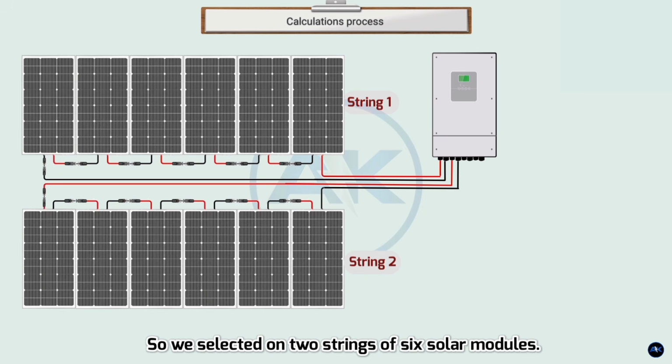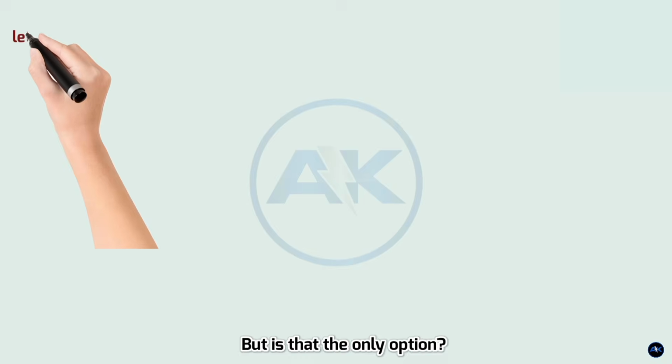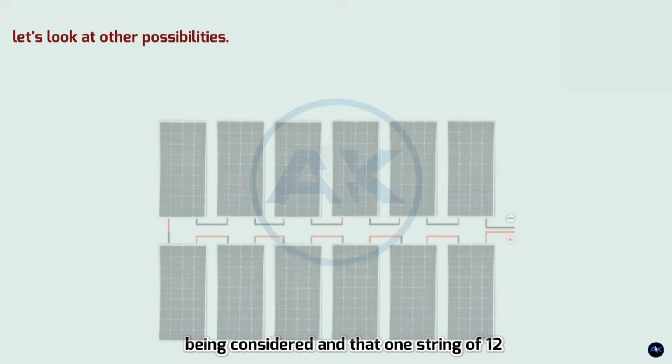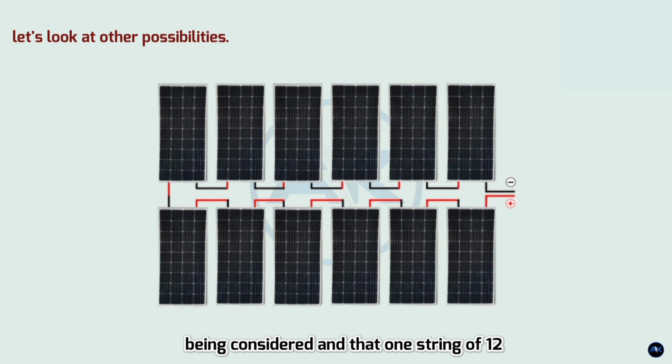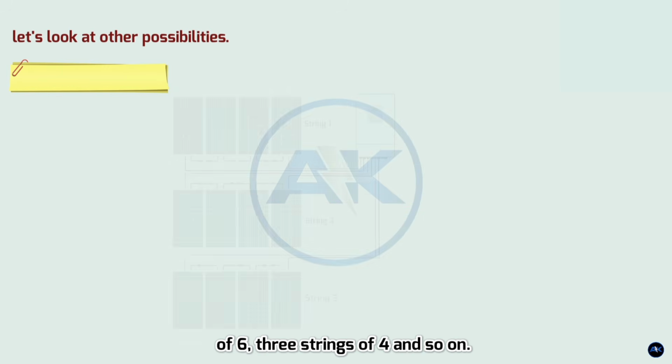So we selected two strings of 6 solar modules. But is that the only option? Well, let's look at other possibilities. We know that there are 12 modules being considered and that one string of 12 provides a voltage that is too high. 12 modules could be wired in several ways, however, such as one string of 12, two strings of 6, 3 strings of 4, and so on.